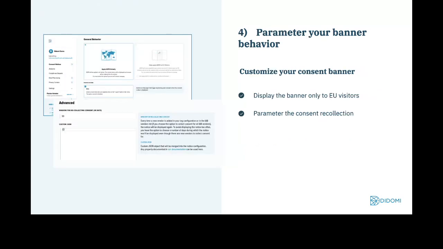The next step is to configure your banner behavior. In this step, we have several options. For example, we allow you to not display the banner for non-EU visitors. So if you are a non-EU company, you can totally choose to not display the banner to your non-EU visitors. You can also configure a delay to not reopen or recollect the consent each time you add a new vendor. It's important for your consent rate, so we allow you to configure your delay to not display the banner each time you are adding a new partner or a new purpose.